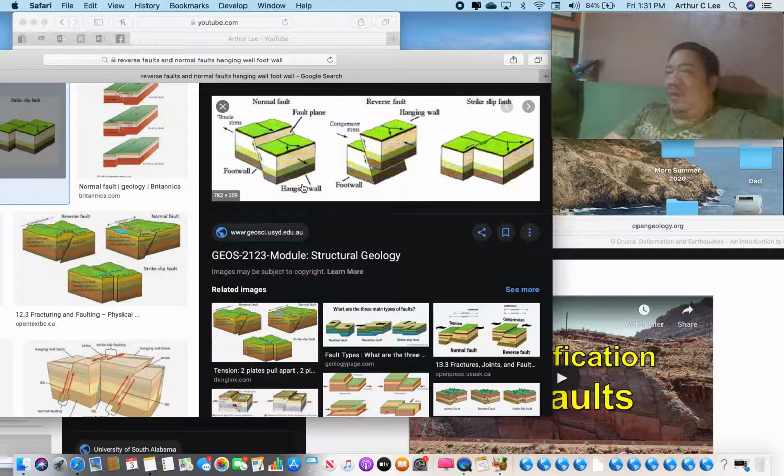Now let me ask you a question. East Tennessee was formed under compressional stress. What type of faults are we going to have in East Tennessee? Reverse or normal faults? Think about it. Reverse faults. I guarantee you every fault that you look at in East Tennessee, the hanging wall has moved up.